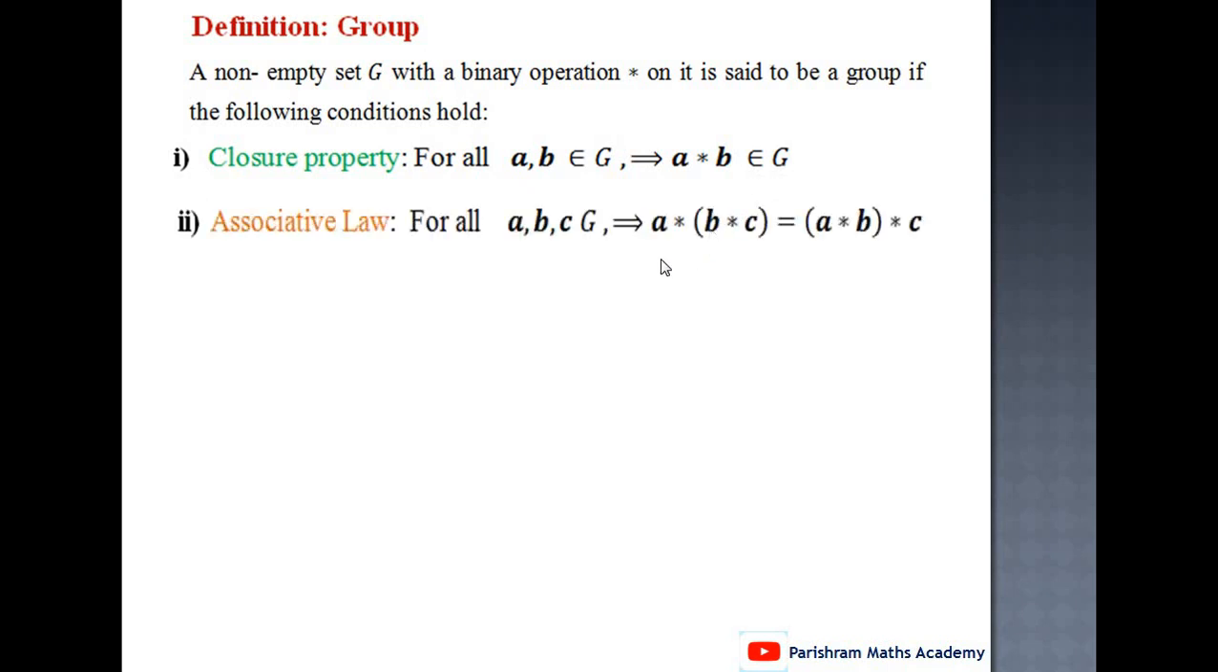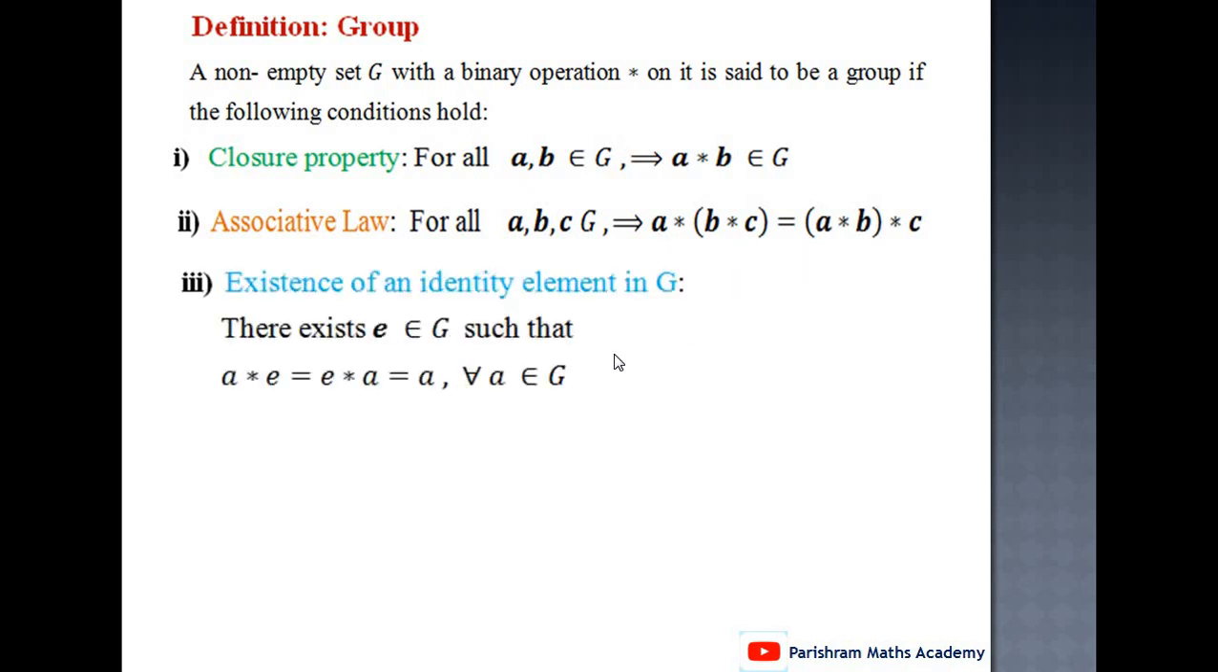Second, associative law. For all a, b, c belongs to G, a star (b star c) equals (a star b) star c. If this condition is satisfied, then the associative law is satisfied. That is, star is associative.